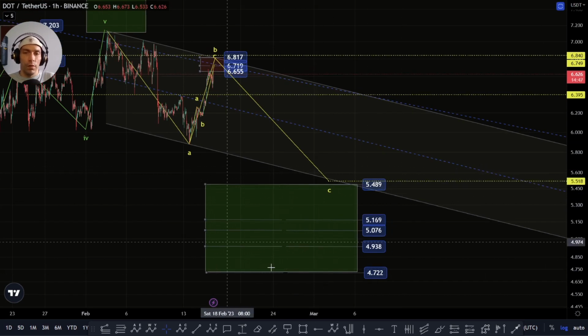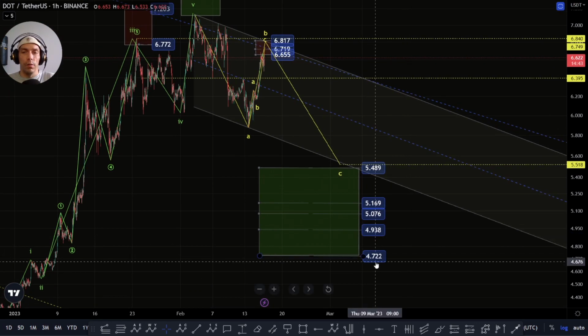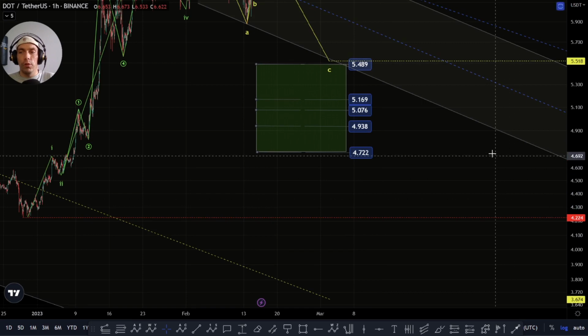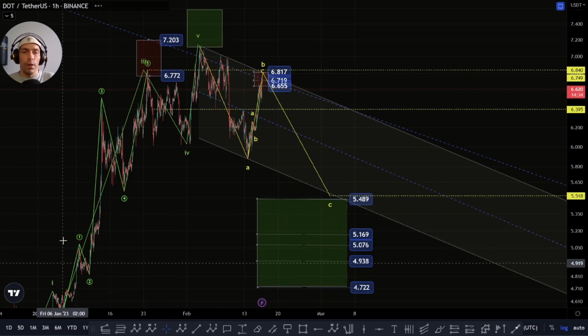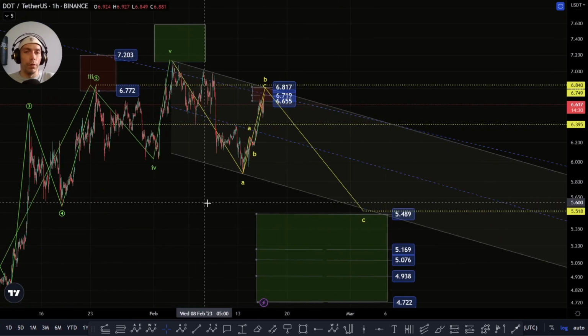But this would be the zone of support. We'd be looking for this 5489 to this 4722 area. Moving anywhere below this 422 would actually invalidate any potential of an impulse here, and we'd have to go with the corrective structure that we'll be talking about within the video.